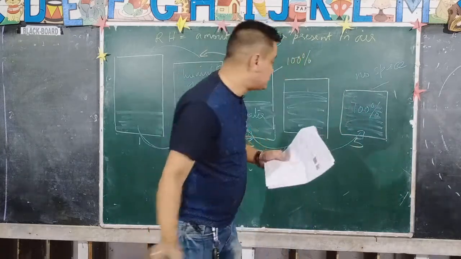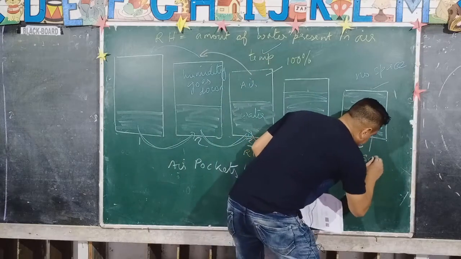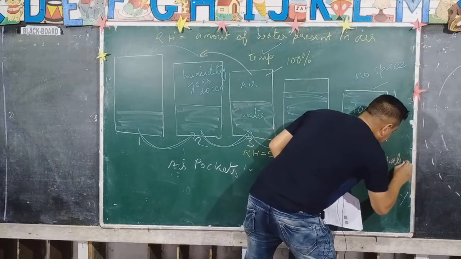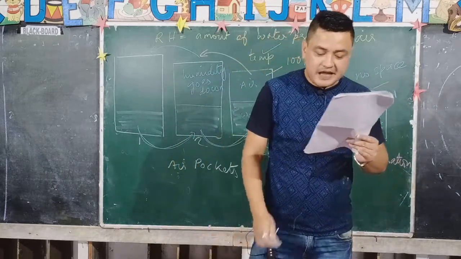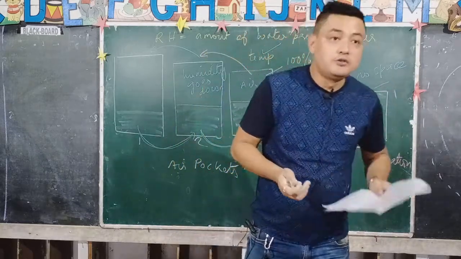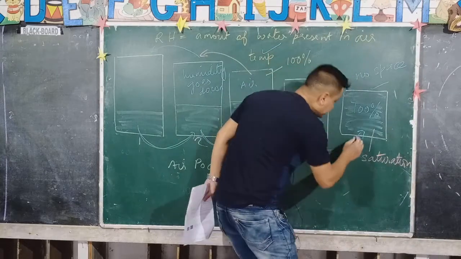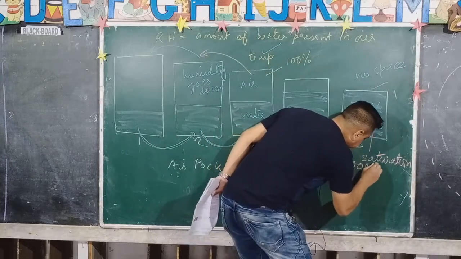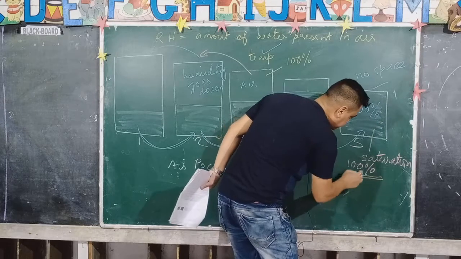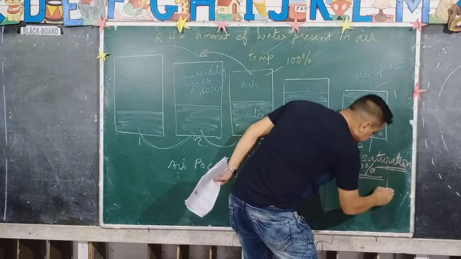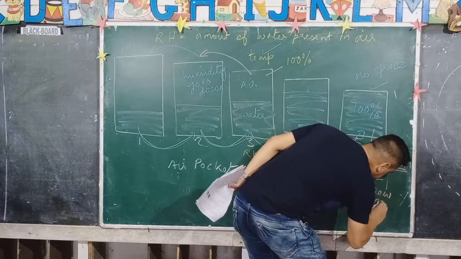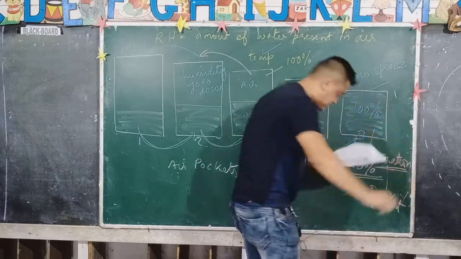This is the point which is known as saturation. That temperature is called the dew point. When it reaches the saturation point, this is called the dew point.